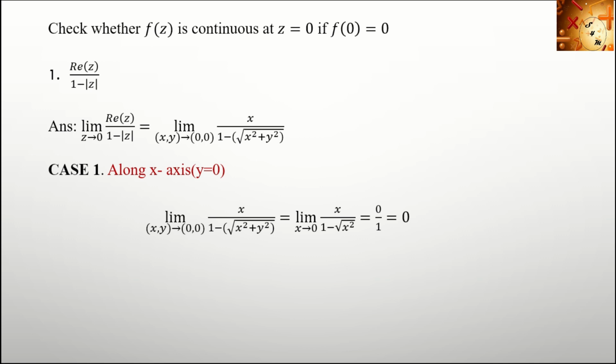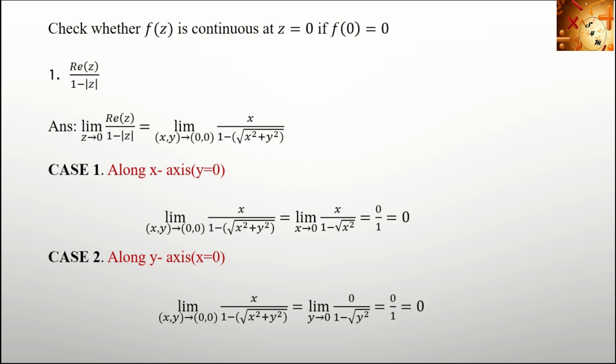Next, I am checking this limit along the y-axis. Y-axis means which is the imaginary axis, so the real part is 0. So x equal to 0. Then limit xy tending to 0, 0, x divided by 1 minus root of x square plus y square is equal to, put x equal to 0. So we get limit y tending to 0, 0 divided by 1 minus root of y square. Then y tending to 0 implies the limit is 0 by 1, which is equal to 0.